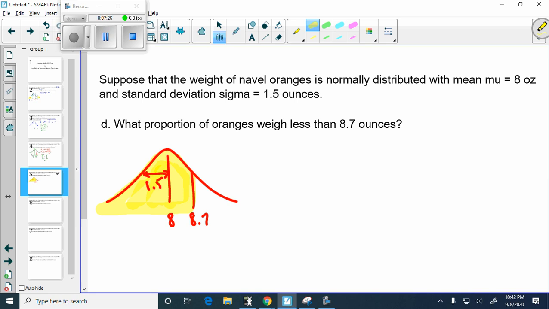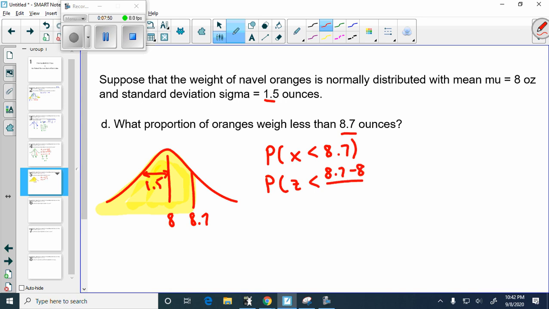Now this is a little concerning to me because 8.7 is not a nice, neat 1.5 away from the mean. So let's see how we'd standardize it. I want to know the probability I get a number less than 8.7 when I weigh this orange. And so I need to standardize it so that z is less than 8.7 minus 8 over 1.5. And so when I solve that, that's the probability z is less than 0.467, we'll call it.